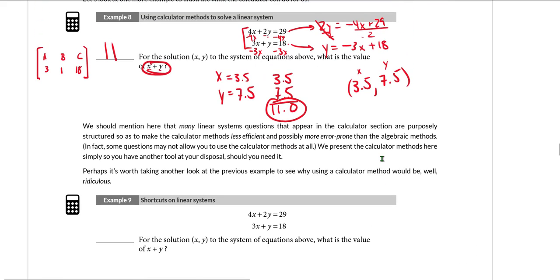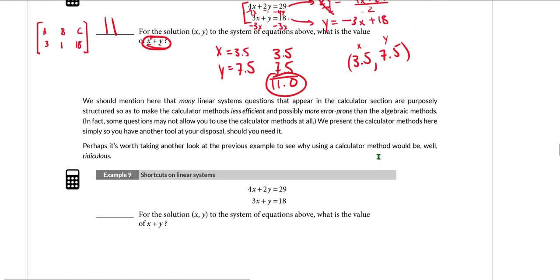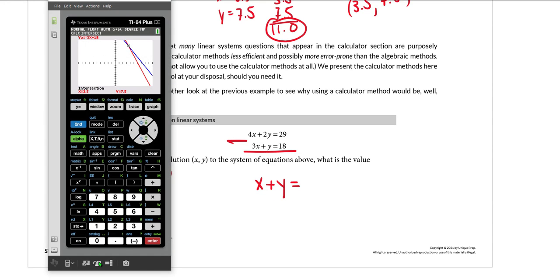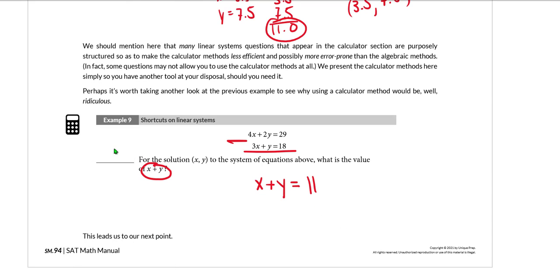If you saw it before and you were wondering why I was using the calculator, well, it's because you needed to know the calculator methods as well. But the shortcut here is, if you look at what the question is asking, you can see that if you just subtract these two equations, 4x minus 3x, that gives you x, 2y minus y, that gives you positive y, equals 29 minus 18. Well, in your calculator, if you do 29 minus 18, that gives you 11, and you are done this question way more quickly than if you had used the calculator techniques.